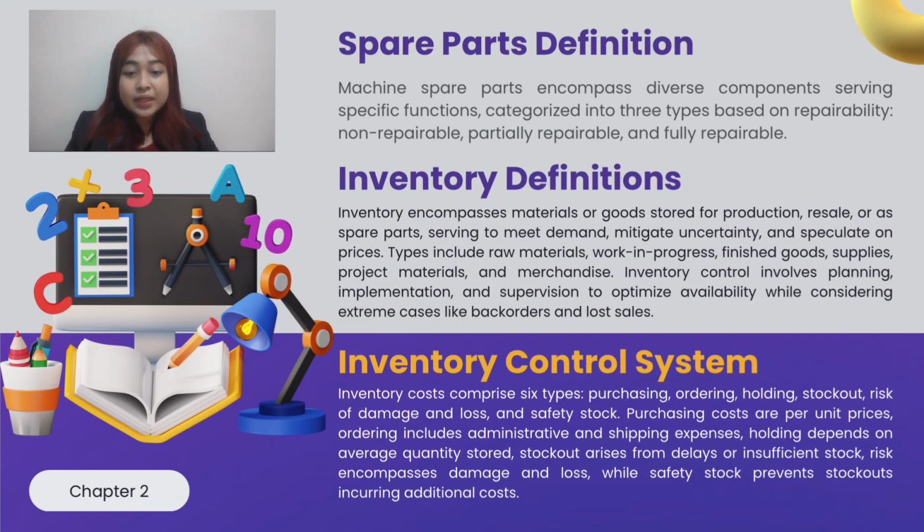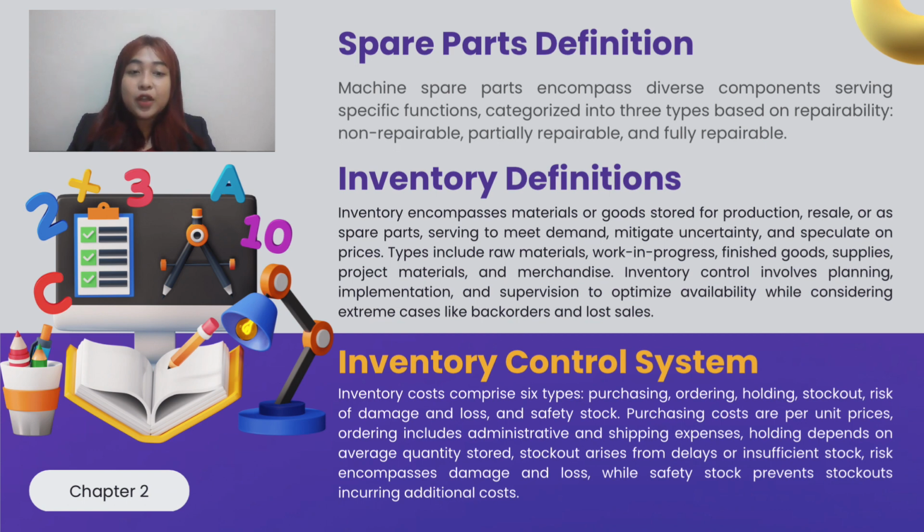Okay, the next I will explain Chapter 2. The first is spare part definition. Machine spare parts encompass the components serving a specific function. They are categorized into three types based on repairability. The first is non-repairable, the second is partially repairable, and the last is fully repairable.